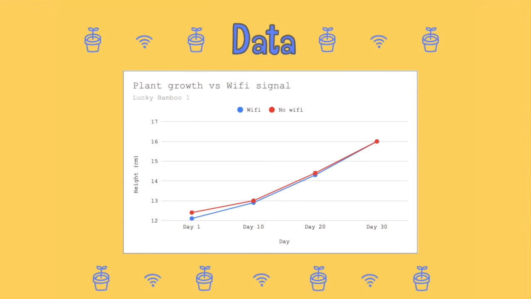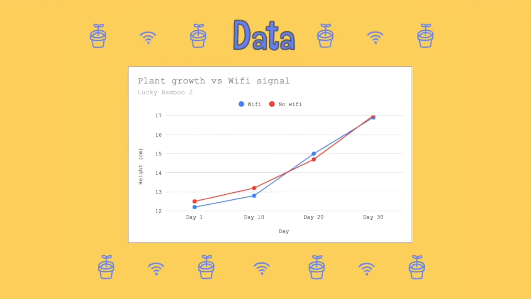The first part is the lucky bamboo. The graph shows that there is a little difference in the height since day 1. Over time, there is a slight difference in the height. And finally, at day 30, they reached the same height at 16 centimeters. The second pair of lucky bamboos also gives us a similar result. They ended up with exactly the same height.